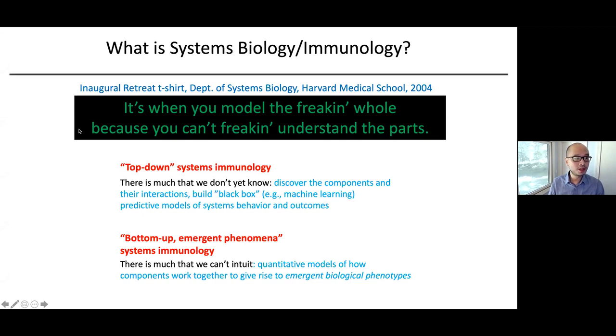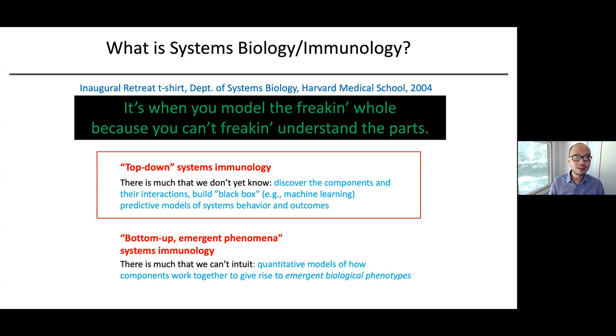We do two kinds of it in the lab. One is what I call top-down systems immunology, with the premise that there's much that we don't know yet. Therefore, we need unbiased approaches to discover the components and how they interact, and start to build what I call black box, for example machine learning, predictive models of systems behavior. For example, why do some people respond one way versus another? This is what I'm going to be focusing on mostly for COVID-19 here, because there's really a lot that we still don't know.